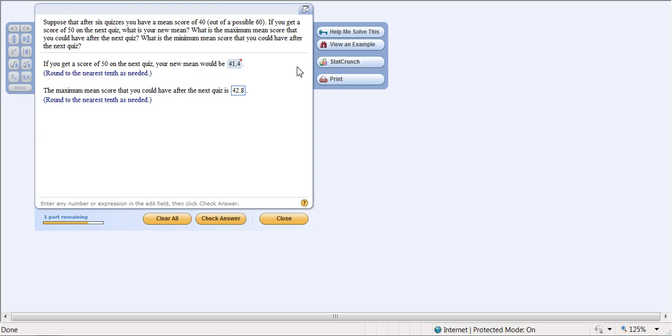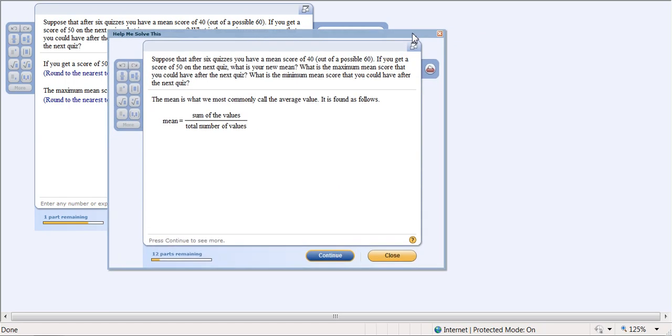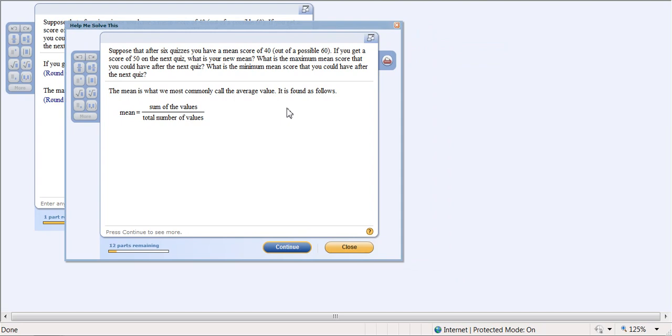And if we take a look at the help me solve this, what they show here is that the mean is taking and adding up all the values that you have and dividing by how many you have. So for example, in this case, we have 6 scores and we're going to divide by 6, and we have to end up with an average of 40.